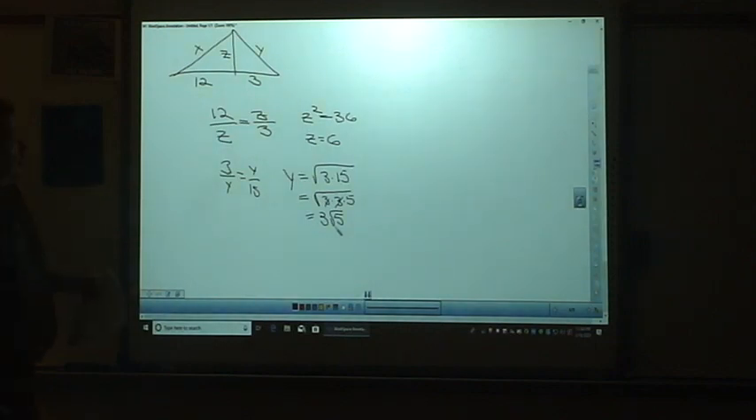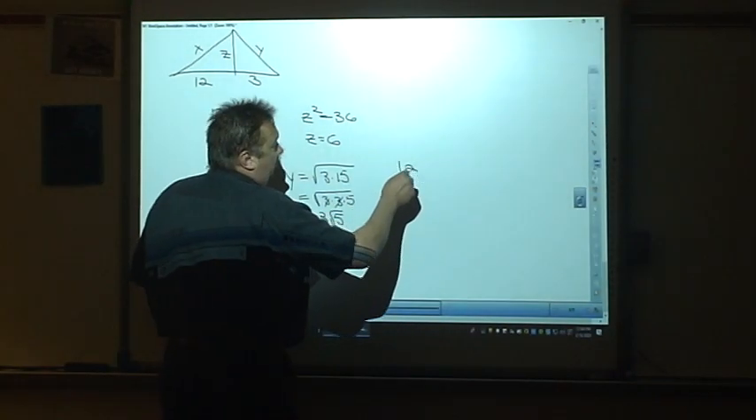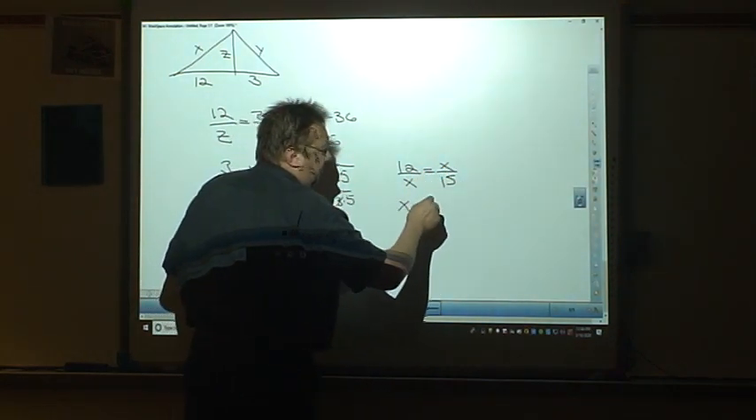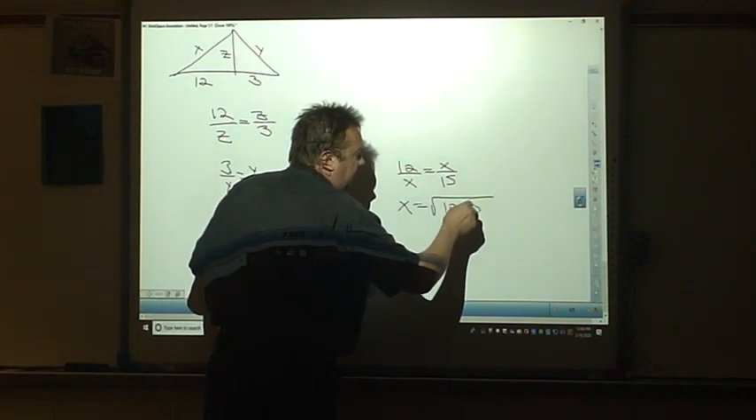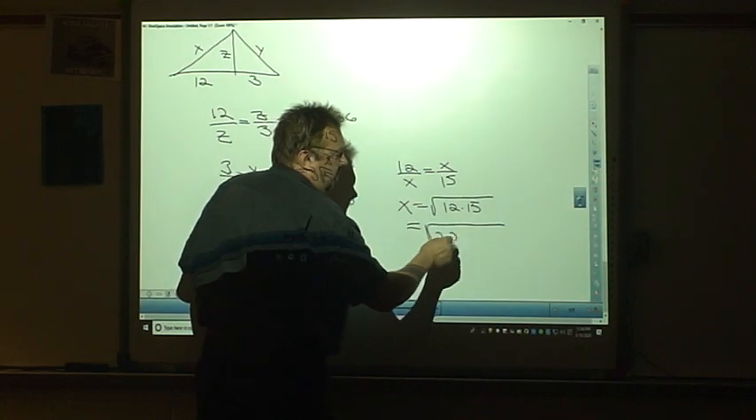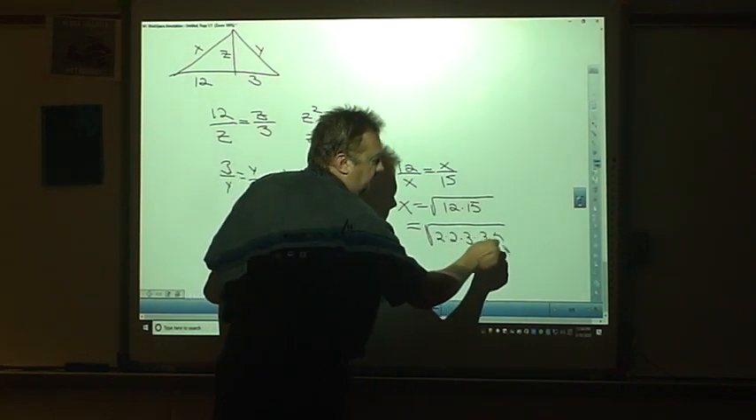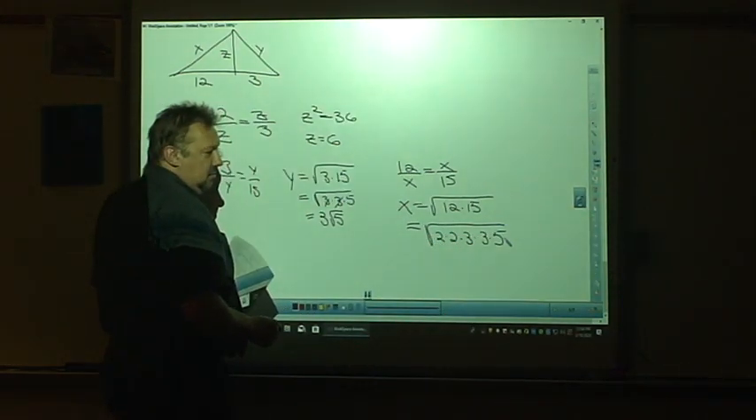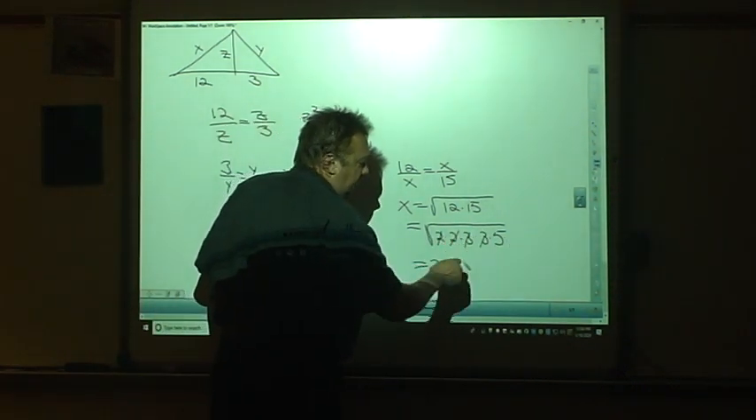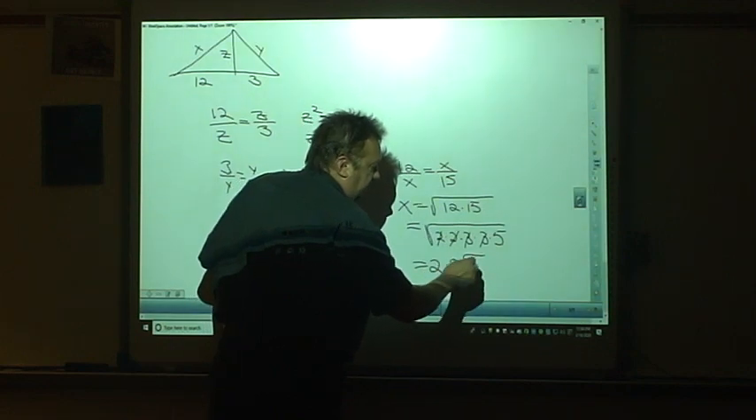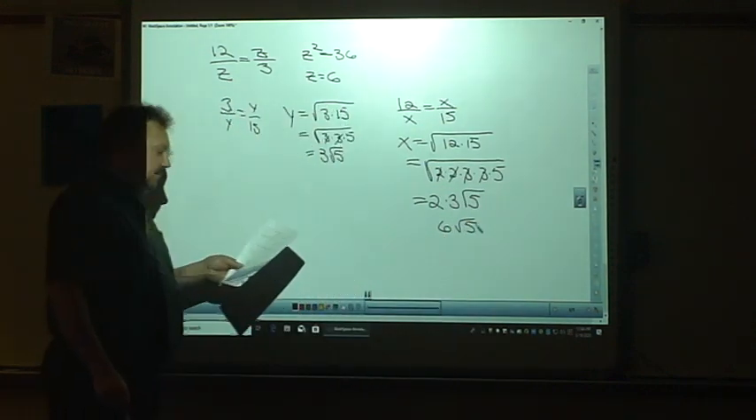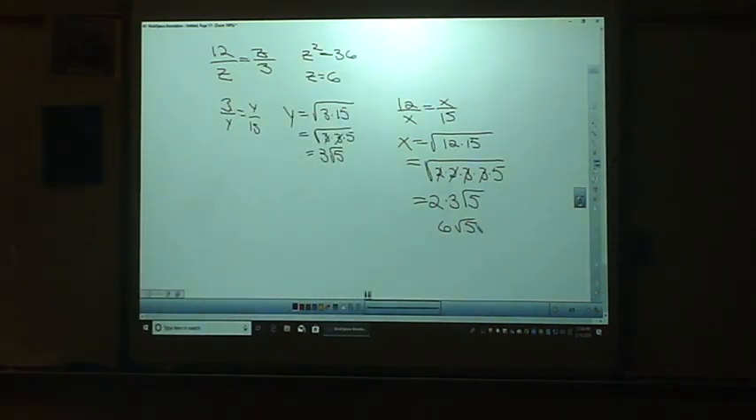For x, same idea. 12 over x equals x over 15. I know I'm going to have to simplify, so I'm going to leave this as 12 times 15. 12 is 2 times 2 times 3, 15 is 3 times 5. What do I have a pair of? I have a pair of 2's. I have a pair of 3's. And what's left inside is 5. 6 square root 5. That is number 42.